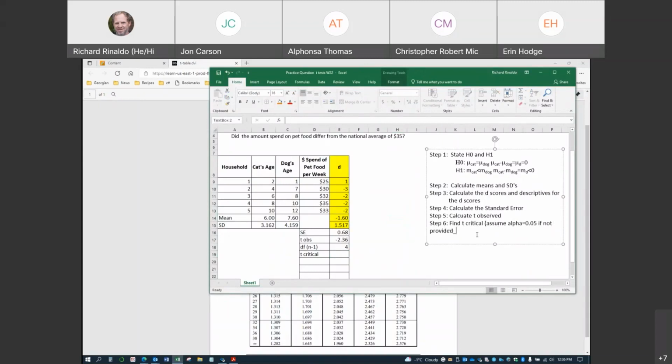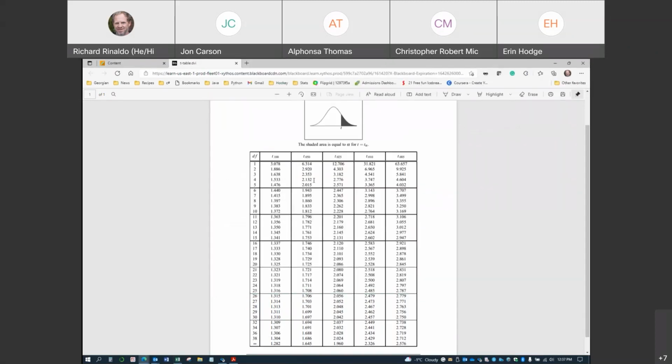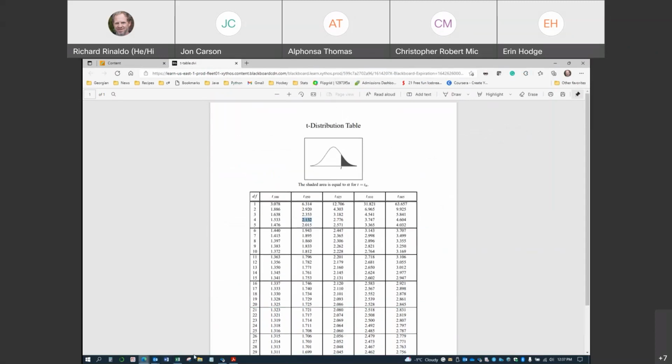If not provided. Okay. So I'm going to look it up in the table. So I have 4 degrees of freedom. I'm looking for alpha 0.05, and there's my t critical from the table. So I'll just grab that.